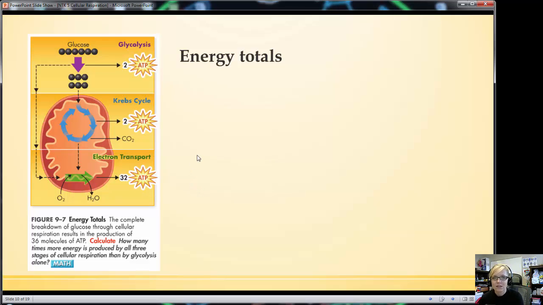All right, so let's talk about our energy totals. I kind of already jumped ahead because I get excited about this. So how much ATP does cell respiration generate?